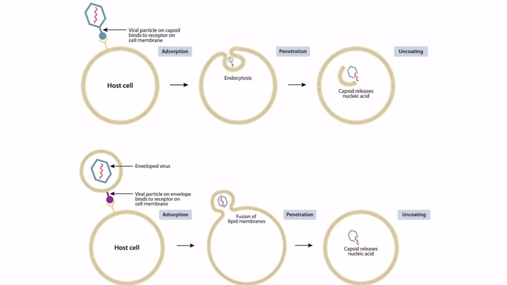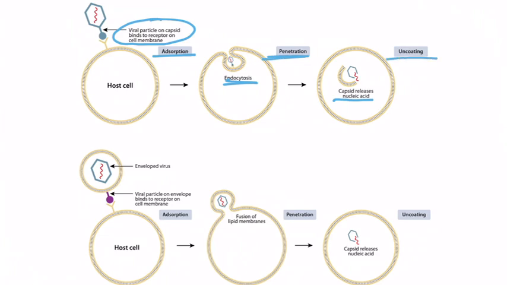Now here are two images describing viral entry into host cells. The top image demonstrates how naked viruses enter cells, and the bottom image demonstrates how enveloped viruses enter cells. Let's start with the naked viruses. First, a viral particle on the capsid attaches to the cell membrane. This is called adsorption. Next, the host cell will bring the naked virus in through endocytosis, and this is called penetration. And lastly, the capsid will release the nucleic acid.